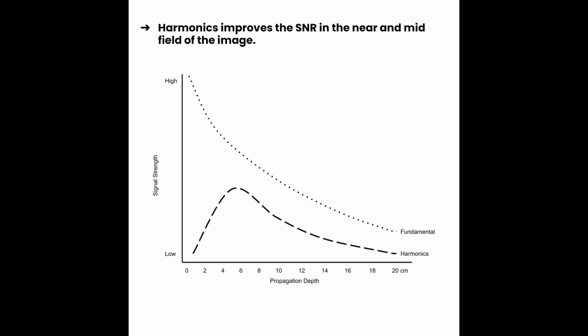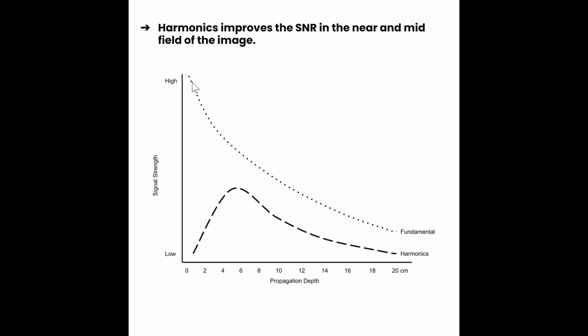This graph is another way of showing how mid-range depths tend to produce more harmonics, and that has everything to do with the fact that the fundamental frequency is continuing to interact with tissue as it enters into the body. So let's look at this dotted line first. This is the fundamental line. As the fundamental frequency comes out of the transducer, it's a really strong beam. It's a strong energy sound wave. So it's got a lot of strength.